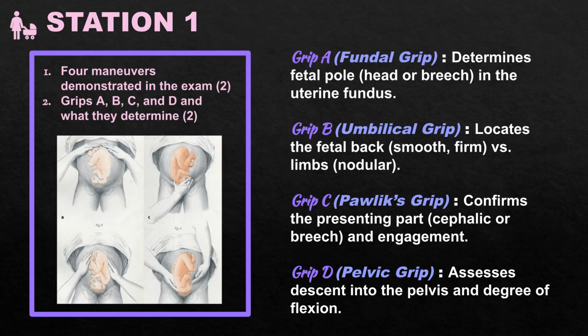4 maneuvers demonstrated in the examination. These are the Leopold maneuvers, which are a series of abdominal palpation techniques used during antenatal examination to determine the fetal lie, presentation, and position. They are performed in 4 sequential steps.